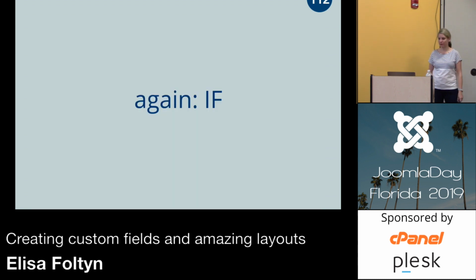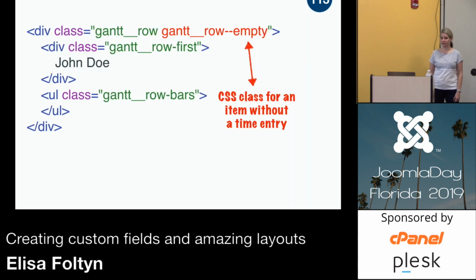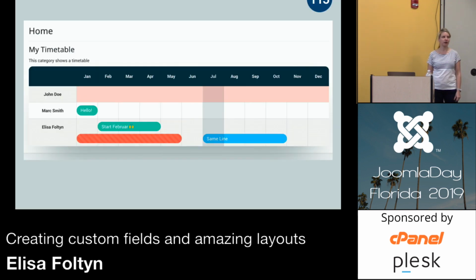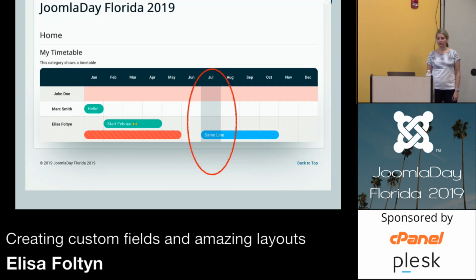Almost nothing more. Now, again, something with if conditions. When an entry is empty, the class should be empty. So I go again to my override and say if empty entries, then echo empty class. Here we are. It's red. Next step.